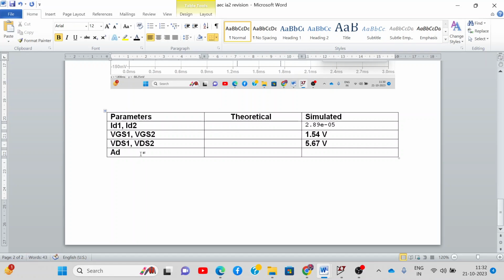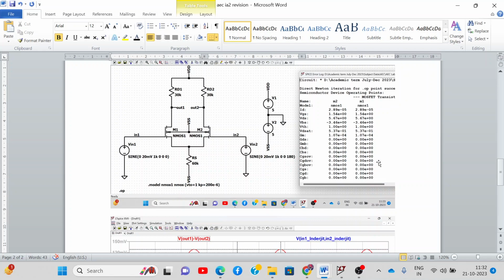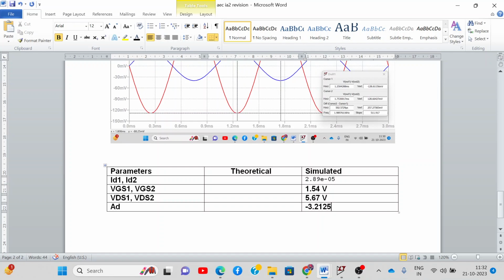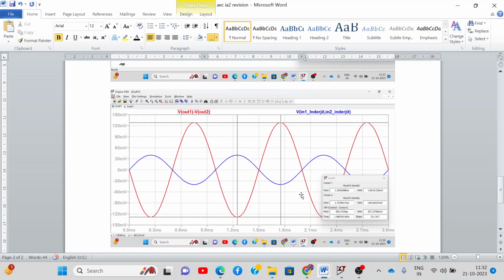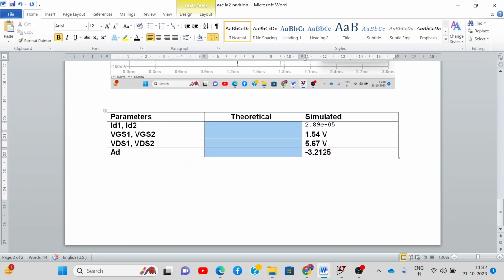And then the differential gain AD. What was the differential gain AD? The value was around 257, right? Divided by what? 257 divided by 80. So that is around 3.212. So the gain is minus 3.2125. Why is it minus? Because the differential input and the differential output are out of phase with each other. So if you fill these values, you know how to calculate it theoretically, right? So use the formulas and calculate it theoretically.